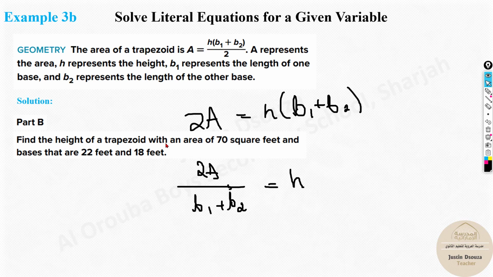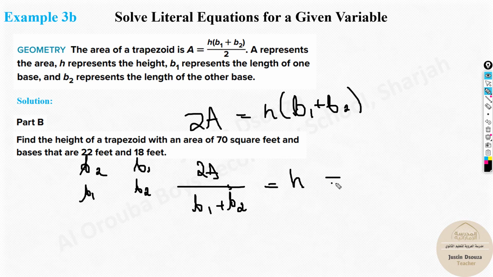Find the height of the trapezoid with an area of 70 square feet and bases of 22 and 18. Now always remember the base or the side lengths can be anything. You can consider this as b1 or this as b2. If this is b2, this will be b1, or if you consider this as b1, this will be b2. It doesn't make a difference because you're adding. It can be any of the values. Now all you need to do is substitute.